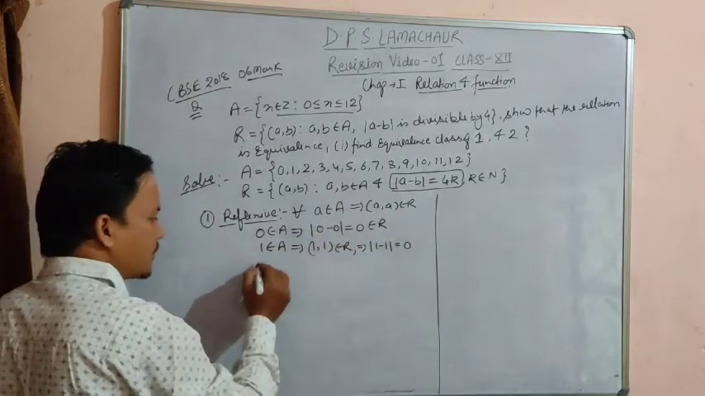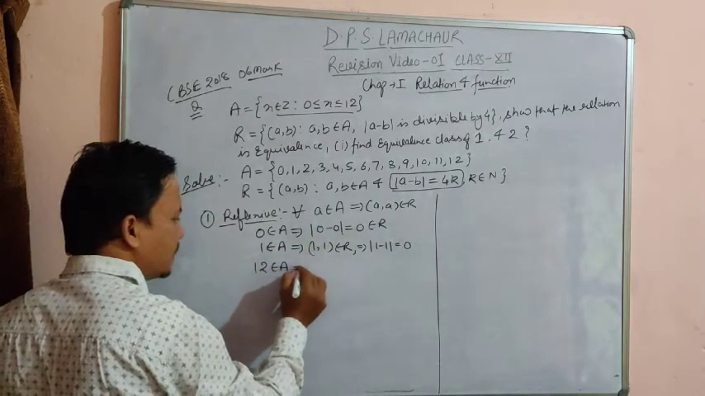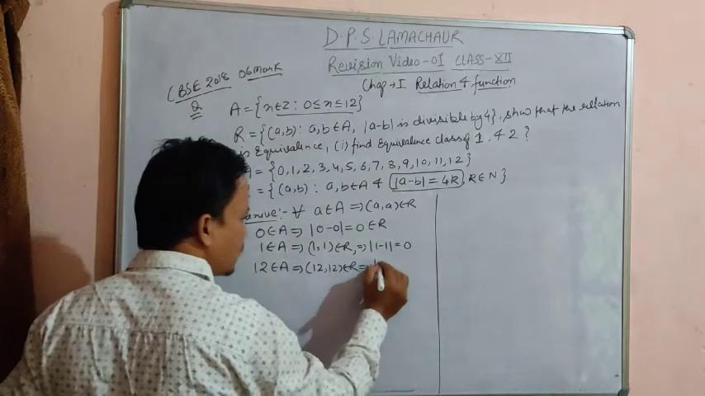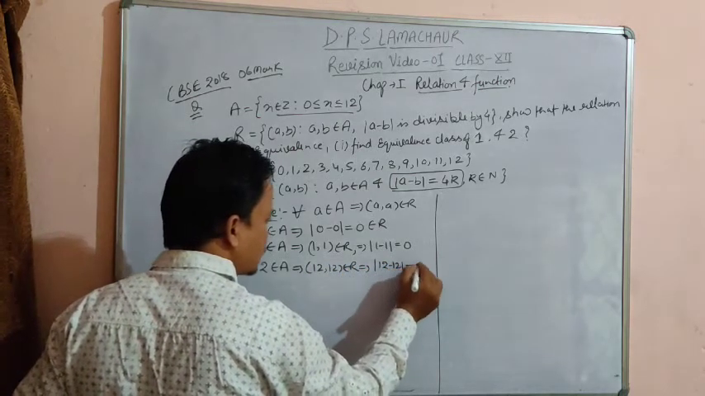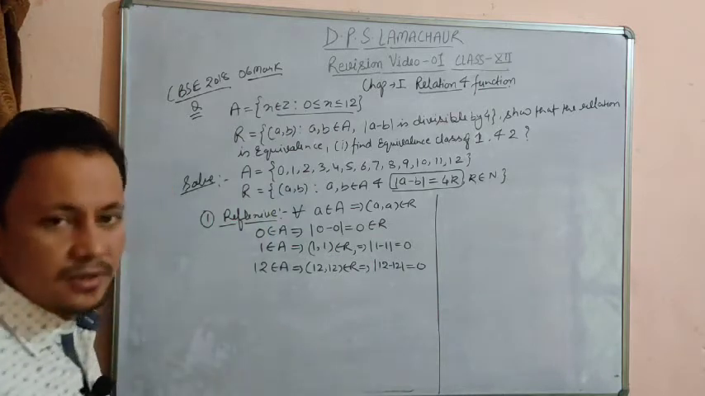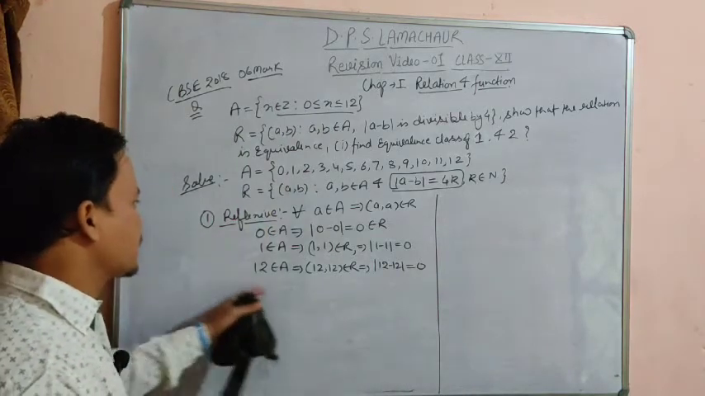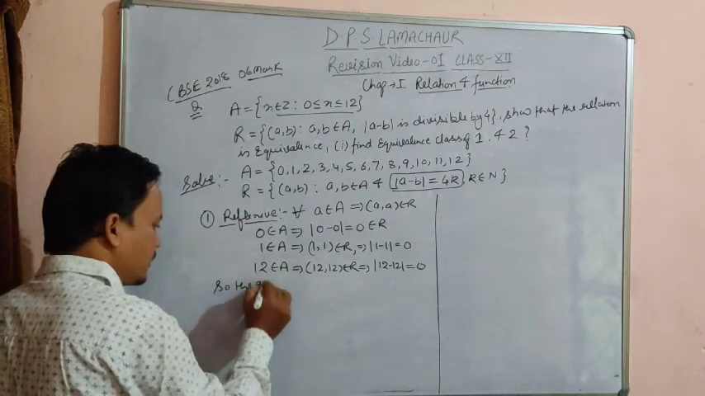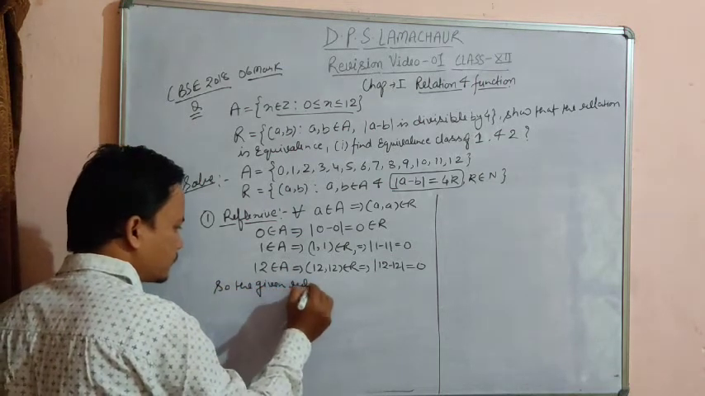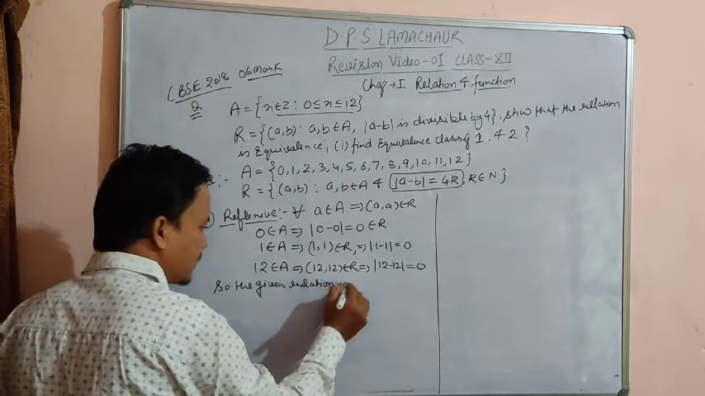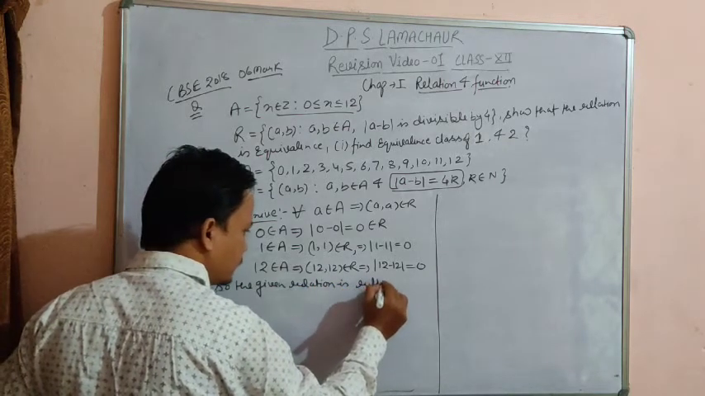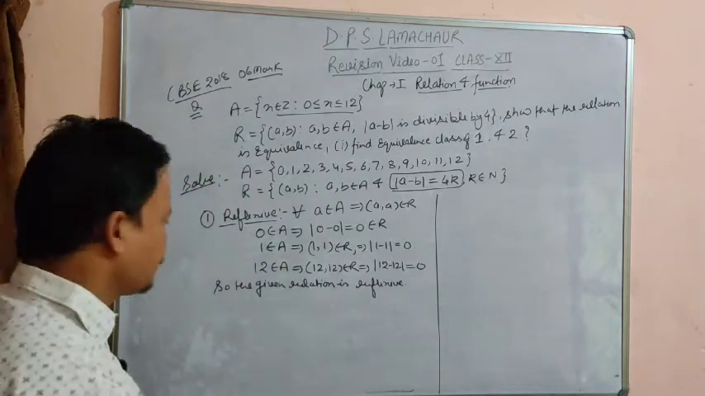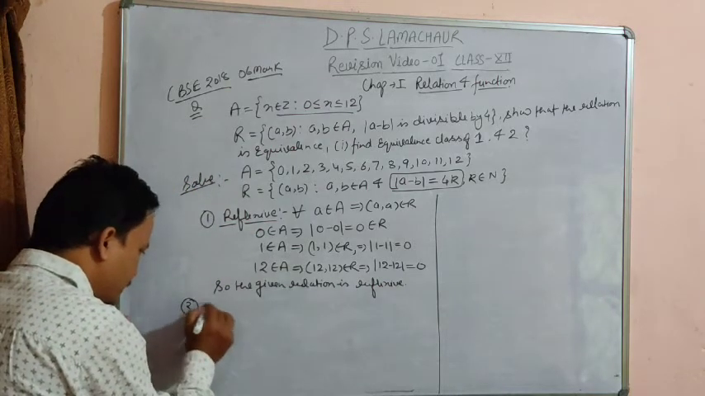You can take 12. 12 belongs to A implies (12, 12) belongs to R. Why? Because modulus of 12 minus 12 gives us 0, and 0 is a multiple of each and every natural number. So in this way you will say that the given relation is reflexive. Okay, now the second case, symmetric.